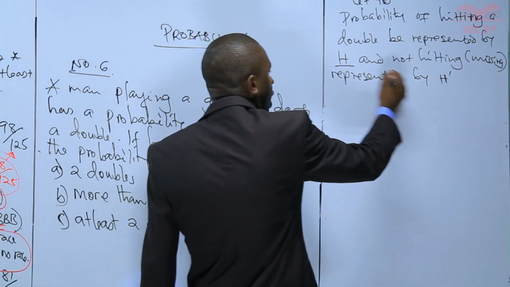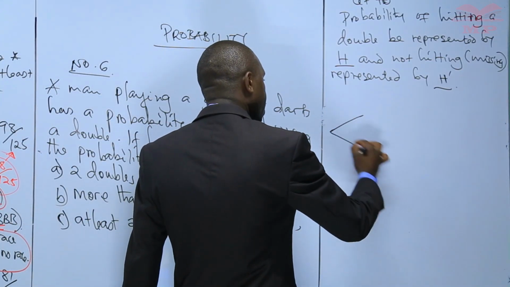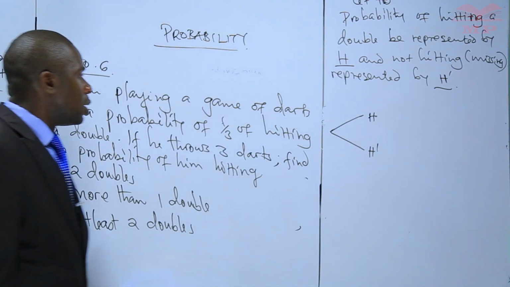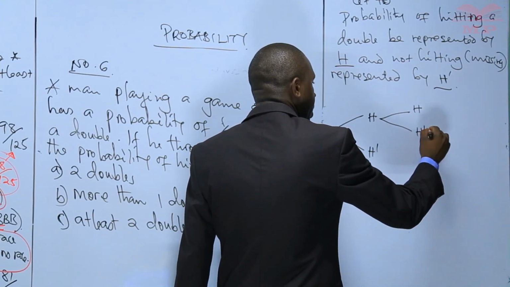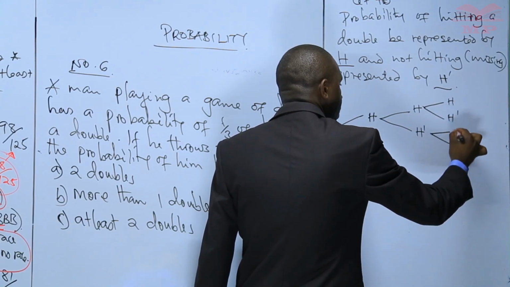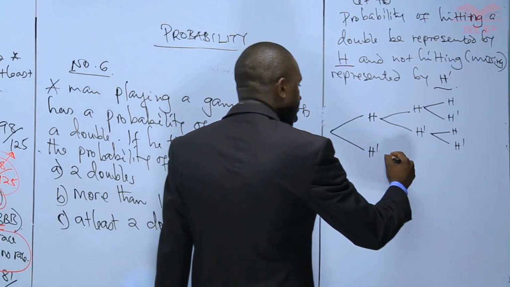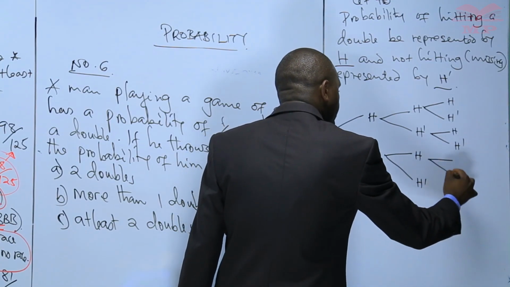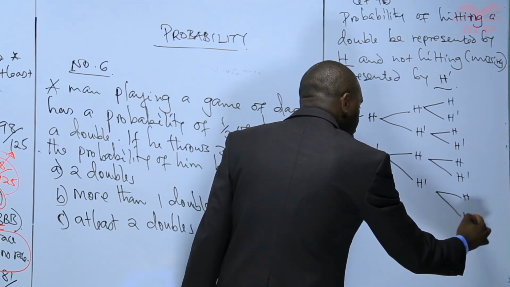So we are talking of this H and H naught. Let us look at the first throw. In the first throw, we can have a hit or no hit, H naught. We can also have a second throw with a hit or no hit. Third throw, hit, no hit. Hit, no hit, like that. Here, if the first one was no hit, the second can be hit or no hit. The third here can be hit or no hit, hit or no hit.